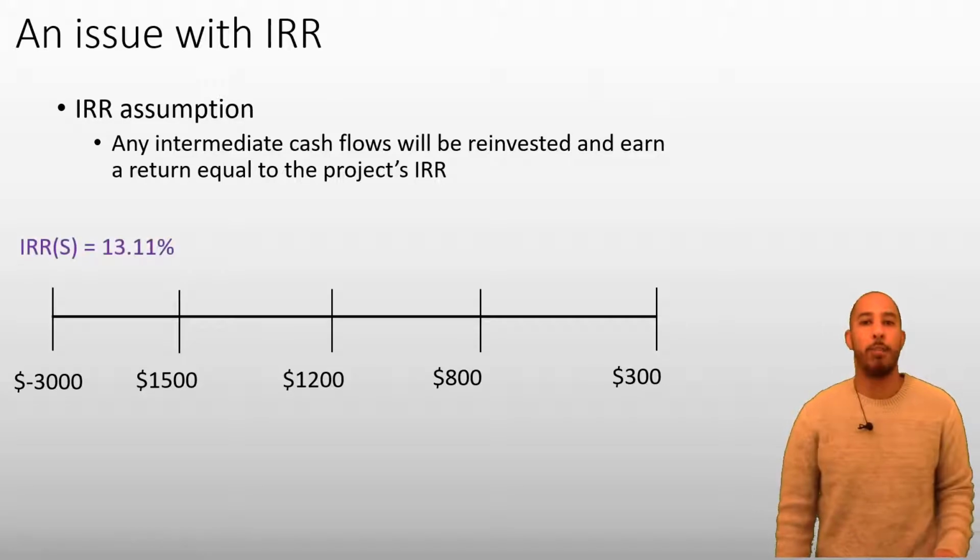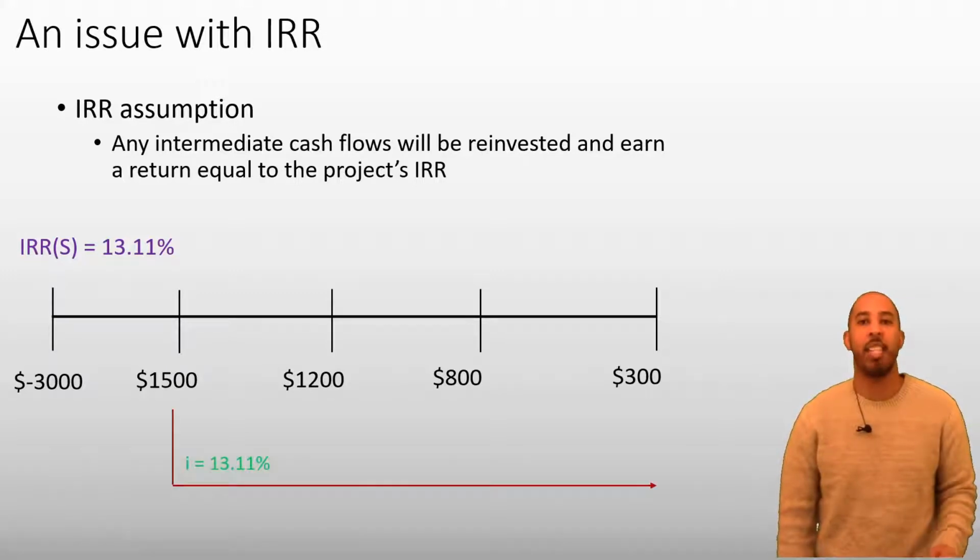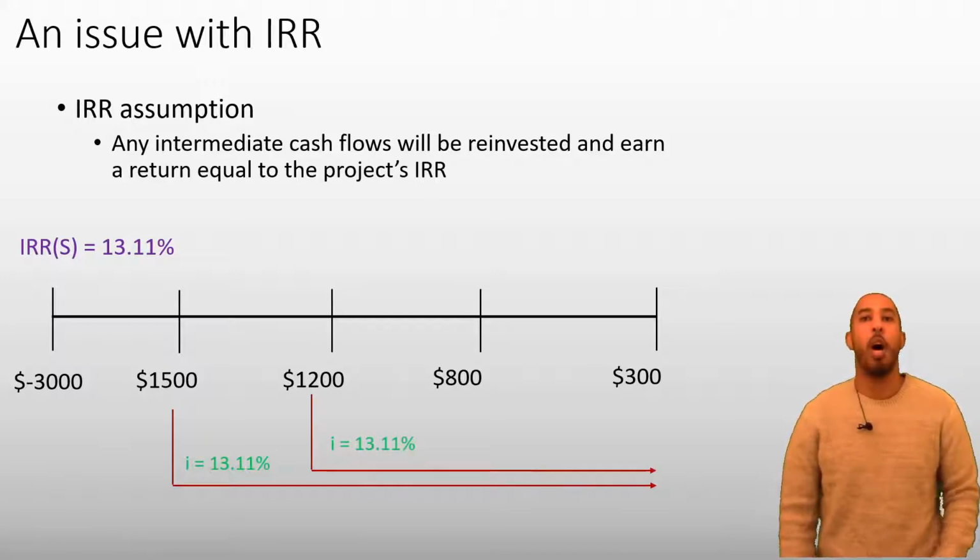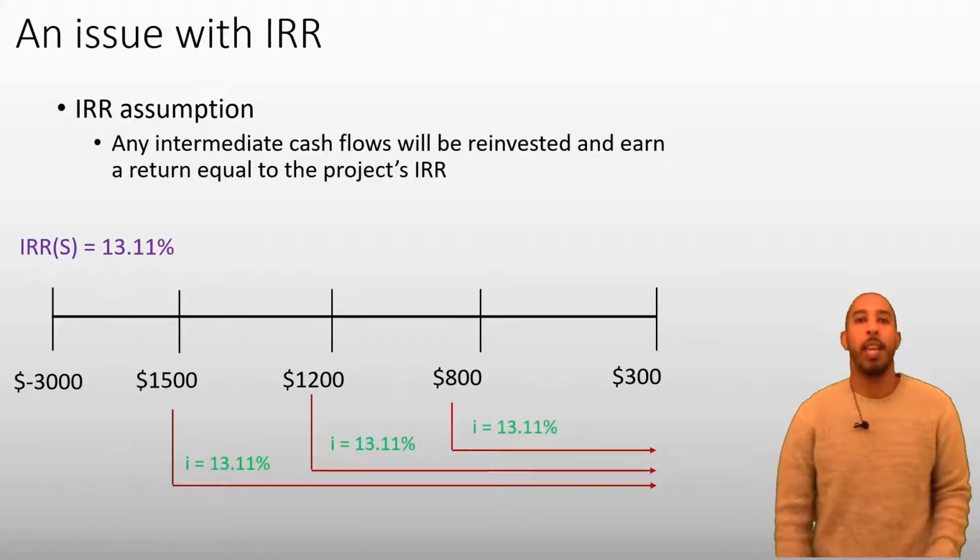If you remember from the previous video, we were looking at Project S. This project had cash flows that look like this, and we computed its internal rate of return as 13.11%. When we received that $1,500 cash flow at year 1, the IRR methodology assumes that it's going to be reinvested into something else that has a 13.11% rate of return for the next 3 years. And the $1,200 we receive in the following year will also be reinvested at the project's 13.11% IRR. And the same with the $300 we receive in year 3.